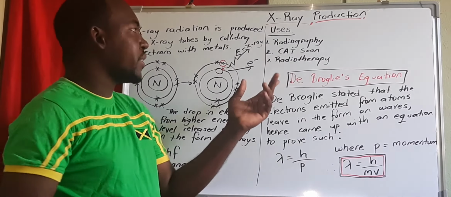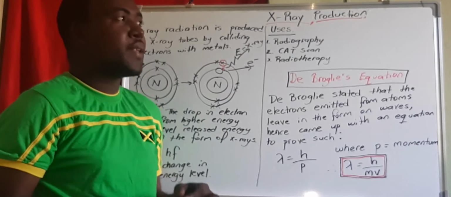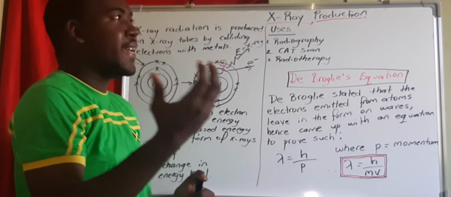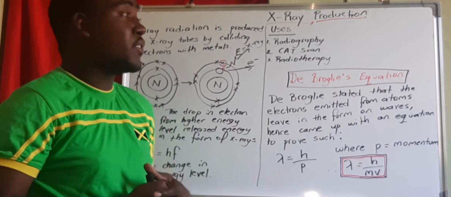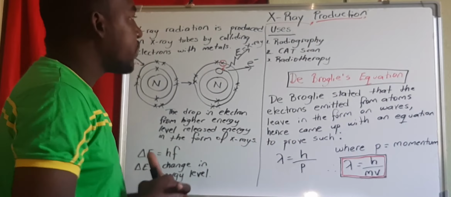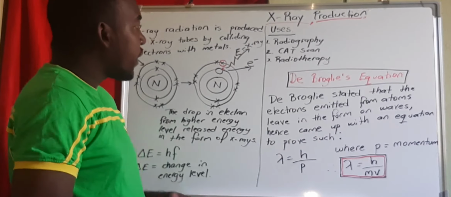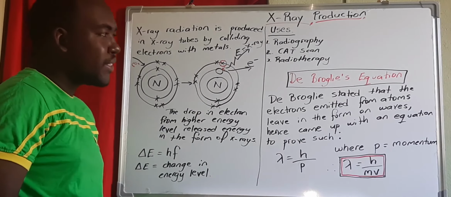The CAT scan is similar to the radiography. It's just that the CAT scan actually covers the entire organ, so it gives you the structure of the entire organ and tissue that you're looking at. And finally, we have radiotherapy, right? And we look at the de Broglie's equation, right?